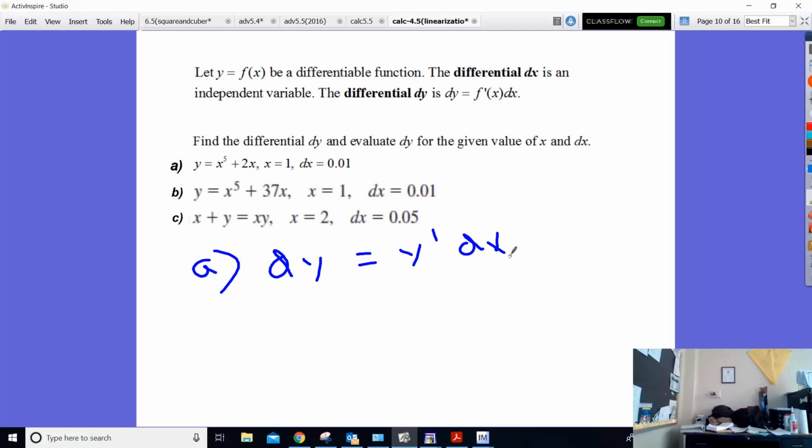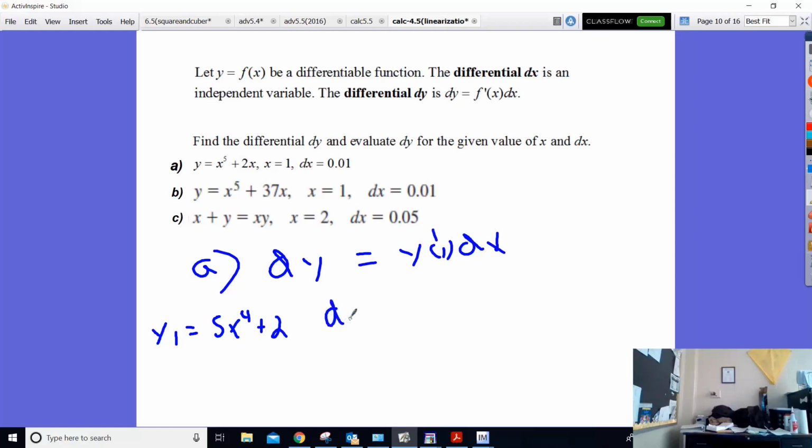I said f prime of x. So the derivative of x to the fifth plus 2x, okay, we'll do that off to the side, is 5x to the fourth plus 2. I actually should have written y prime of x here. They want that 1 in there. So the theorem says f prime of x, plug it in.